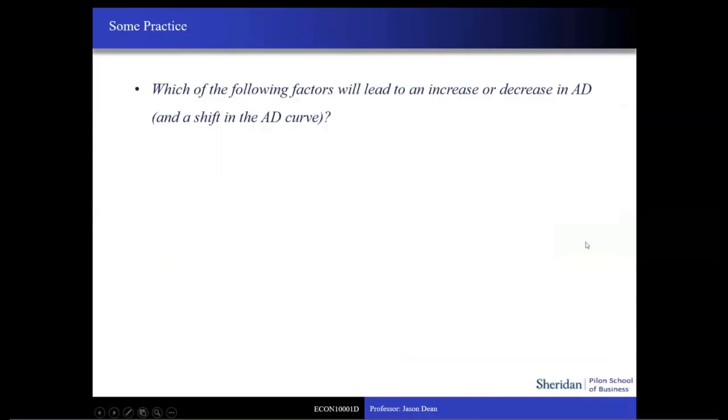So which of the following factors would lead to an increase or decrease in aggregate demand? If it's an increase, then we say it's a shift to the right. If it's a decrease, we say it's a shift to the left. Suppose there's a decrease in the stock market index. Remember that a lot of people have their pensions and savings tied up in the stock market. So if there's a decrease in the average value of all the shares, many people feel a little bit less wealthy when they look at their savings.